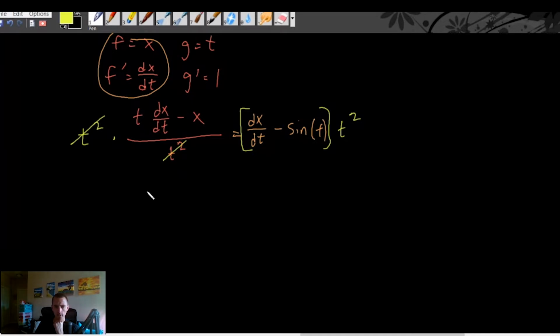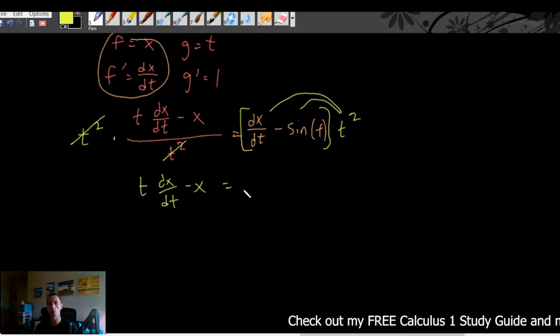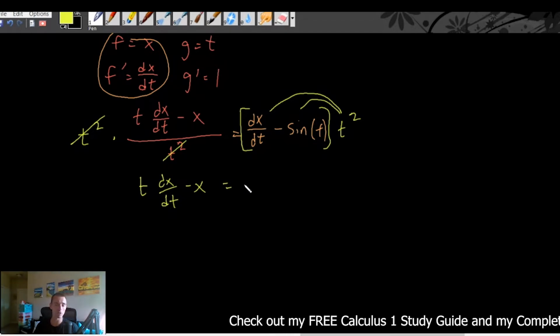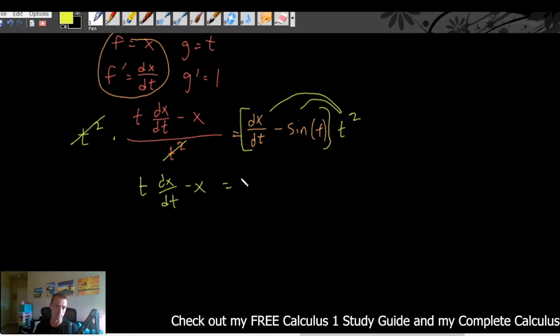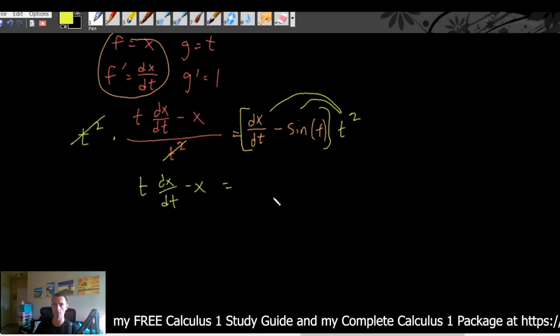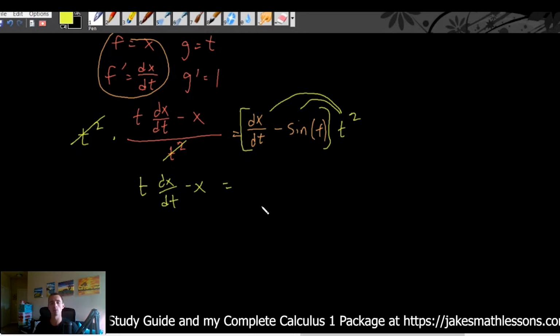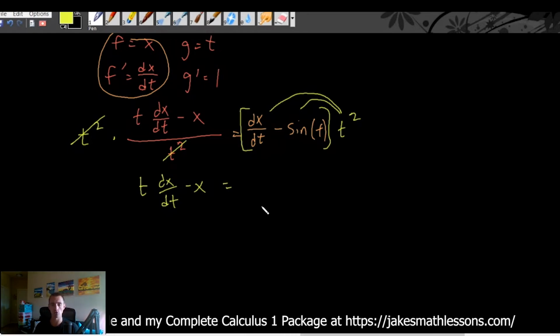So that's going to cancel with that. We're going to be left with t times dx dt minus x equals, and then what I'm going to do is go ahead and distribute this in. So we do want to do that as well. As part of moving all the dx dt terms to one side of the equation and the non-dx dt terms to the other side, you want to think ahead to that. What you want to do first is typically expand your whole equation out.